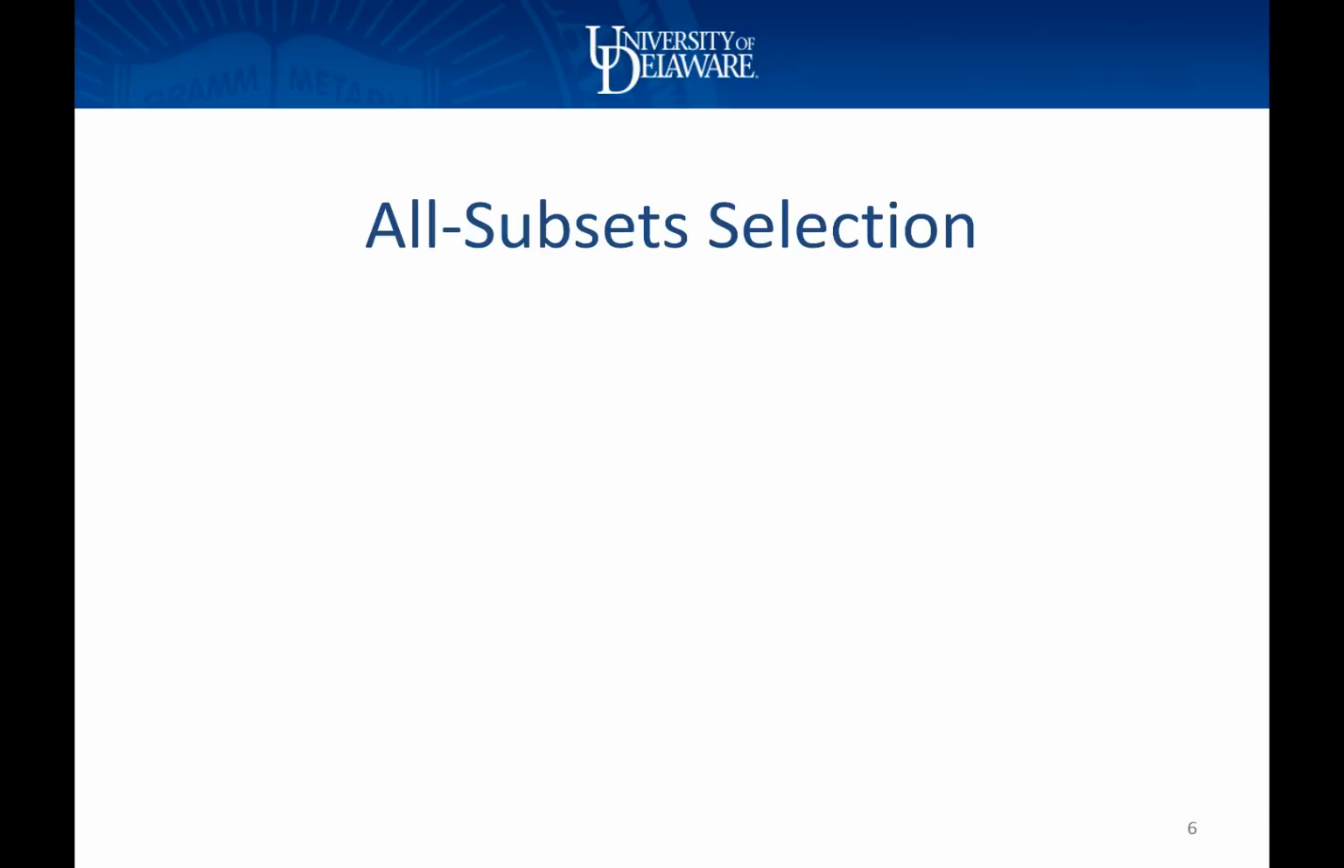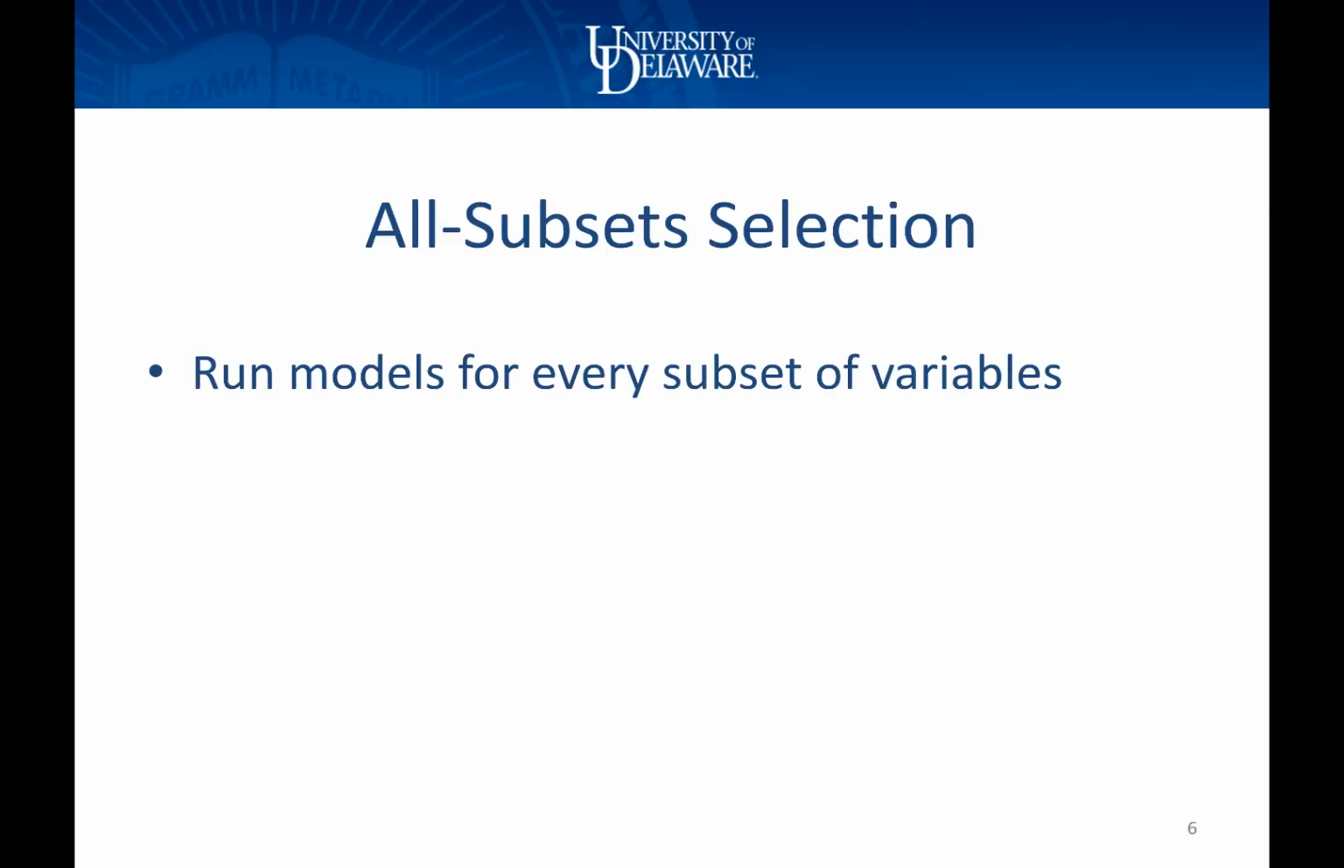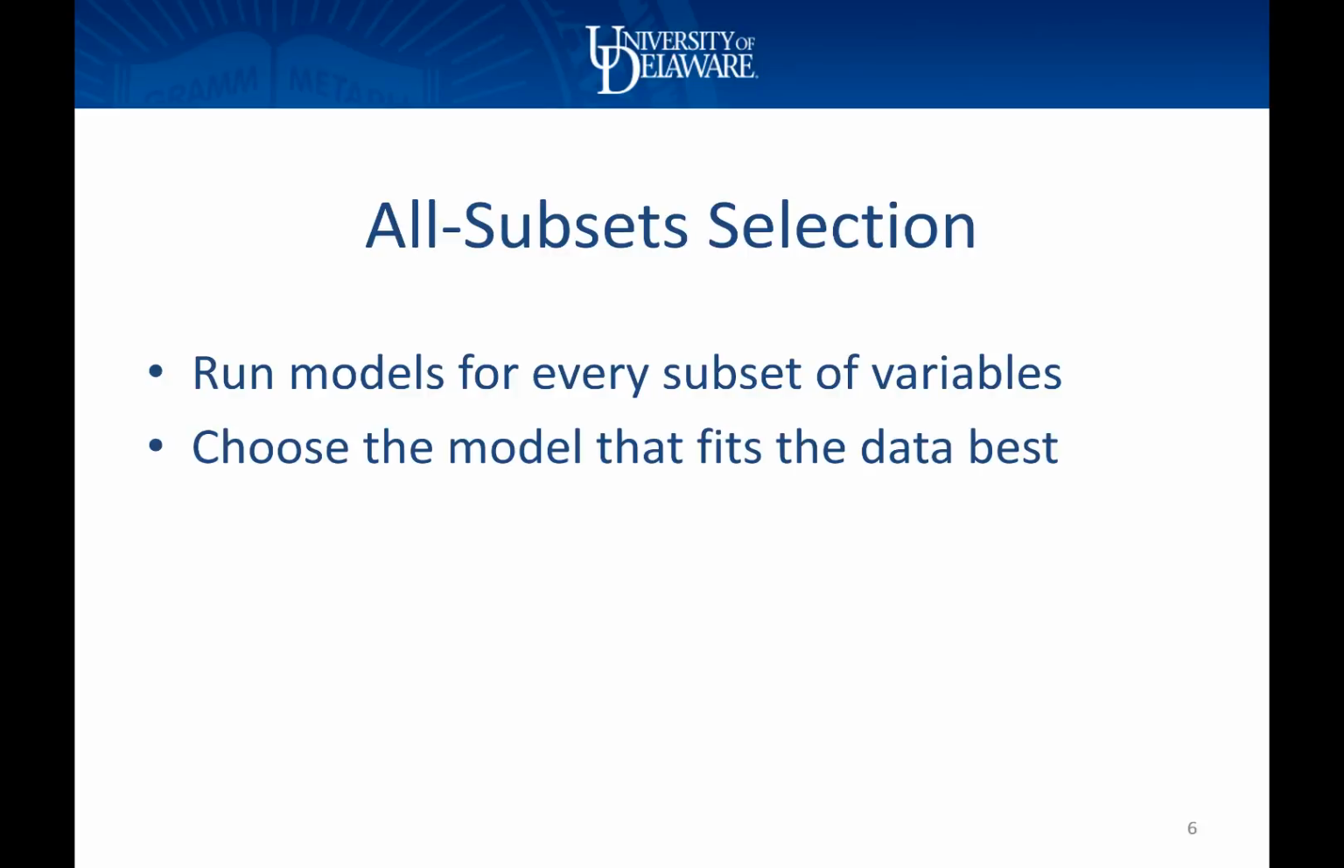Completely the opposite of that method is called all subsets selection. And what happens here is that you run the model for every subset of variables. So if you have 3 variables as your potential X variables, your predictors, you would try it with variable 1, then with variable 2, then with variable 3. Then you'd try it with variable 1 and 2, 1 and 3, 2 and 3, and then a model with all 3 of them. So you're trying every possible combination of variables. And then you just choose the model that has the highest R-squared or the best prediction accuracy.